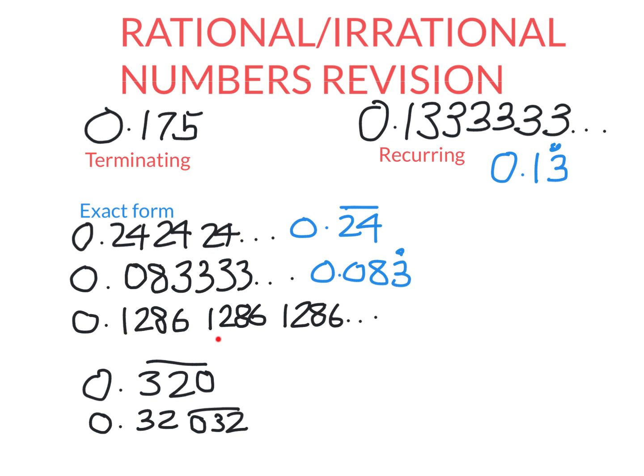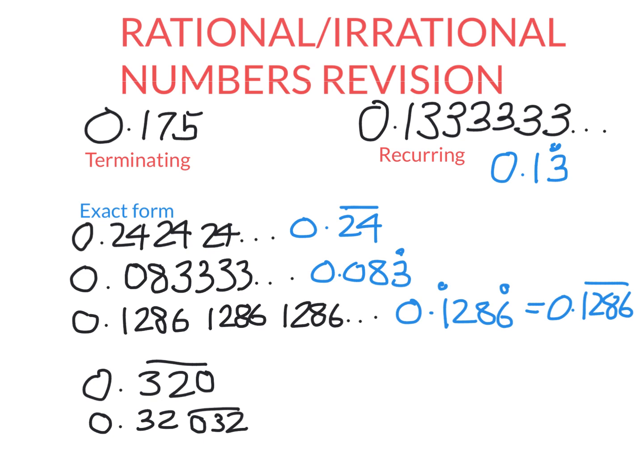So for something like this, where there's quite a few digits that are repeating, we write just what's repeating, so 0.1286. Now, you might see it written with a dot over the first and the last number, or you might see it written like this, where you put a dash over everything. These two are exactly the same decimal. Just note, whenever you're writing something in exact form, at the very least, the last number has to have a dot or a dash above it.